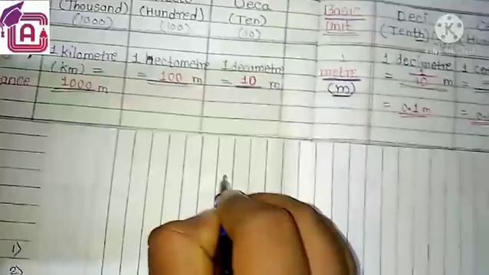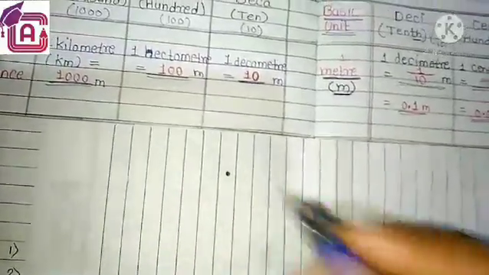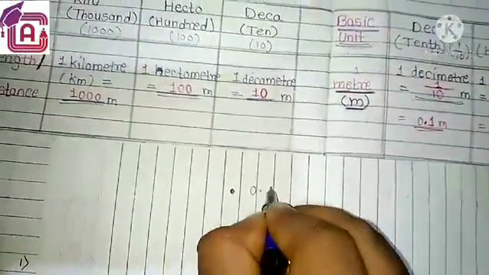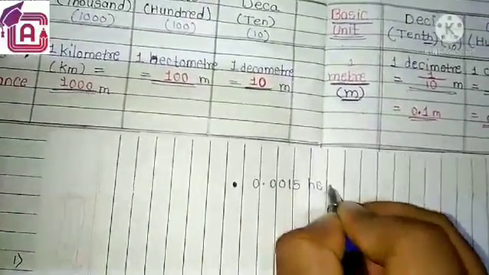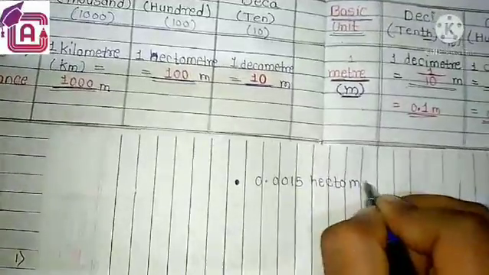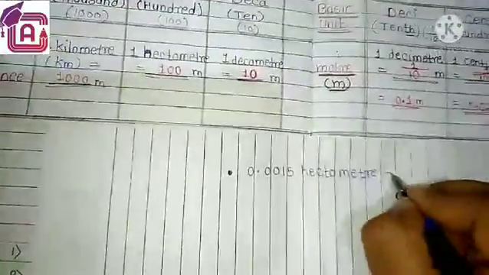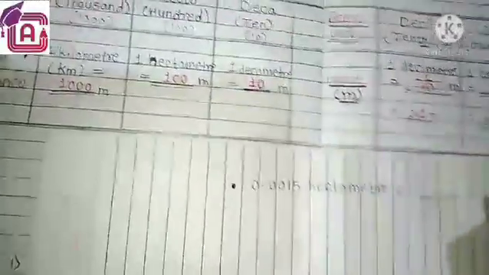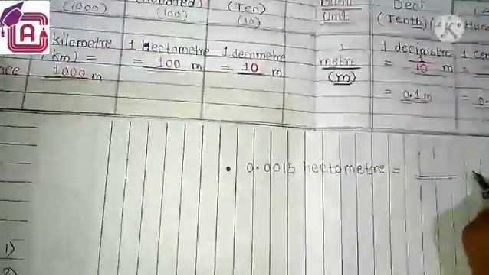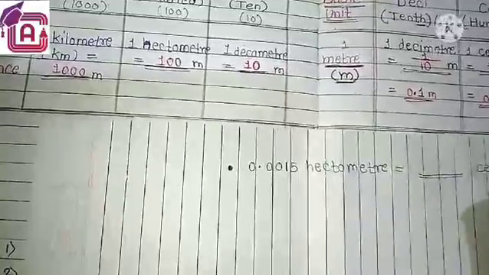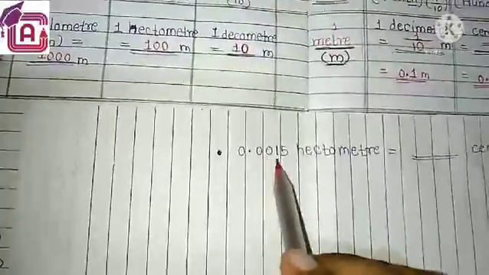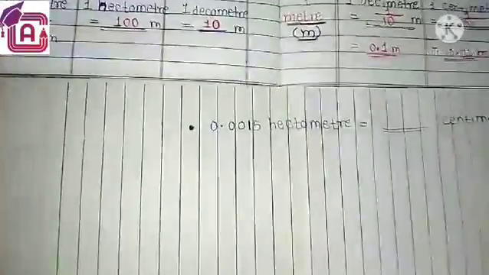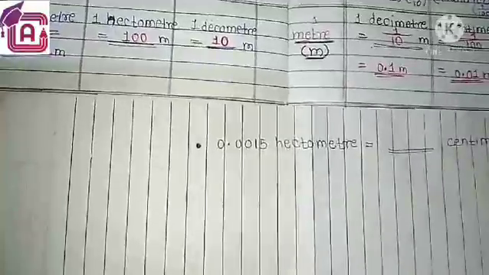Now we are looking at the next example, where a distance is already given as a fraction, that is if 0.0015 hectometer is equal to how many centimeter? 0.0015 hectometer is equal to how many centimeter? That we have to calculate.